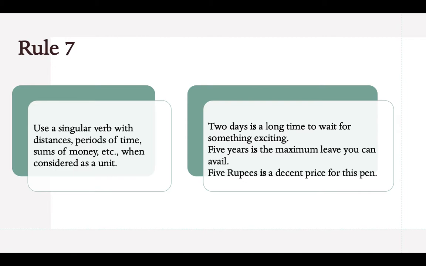There is only one exception to this. When you're referring to currency notes, for example, 5 rupees are scattered on the floor. 5 currency notes, 5 rupee notes are scattered on the floor. That would be okay. There you're not talking about a single unit. In such constructions, you're looking at it as a singular thing: the maximum leave, long time, decent price. That is the explanation for 2 days, 5 years and 5 rupees.